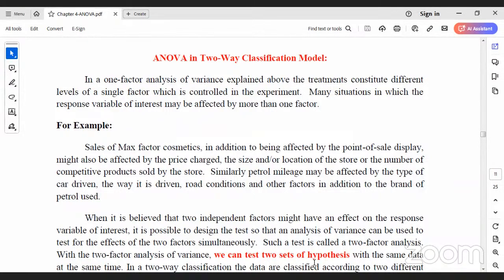The ultimate objective of petrol we know. So here, which petrol we are using is important, and the car driven by us is important. The road condition is another factor in addition to the brand of petrol used. Which brand we are using, all these factors we are going to consider. So here, different factors we have to consider: road condition, say, petrol mileage.